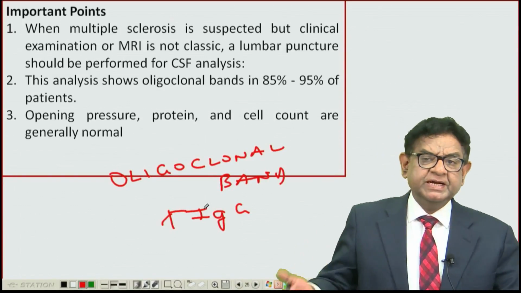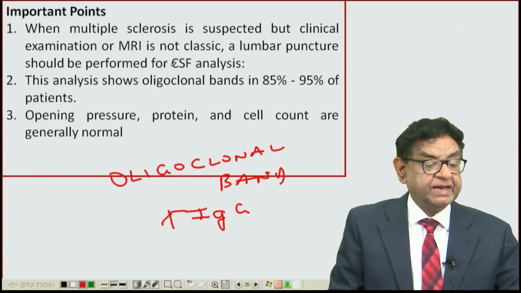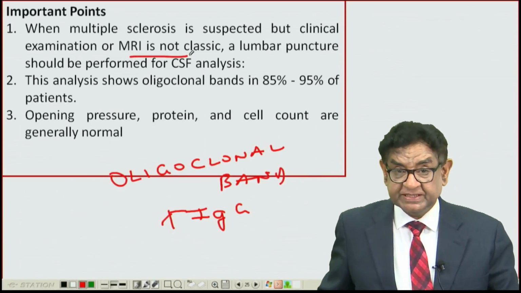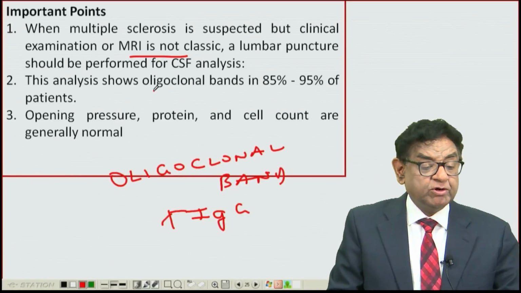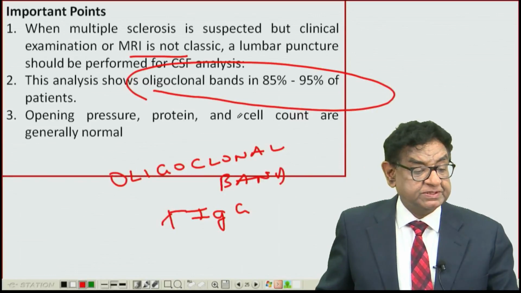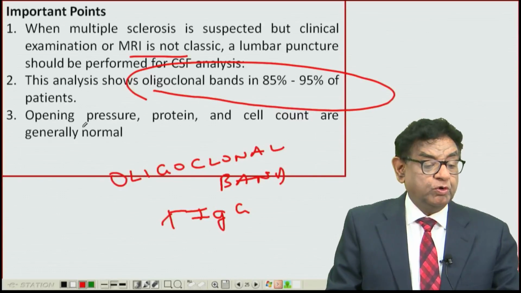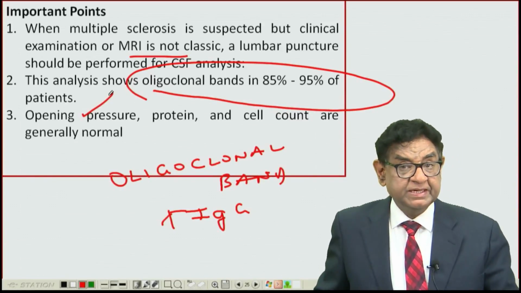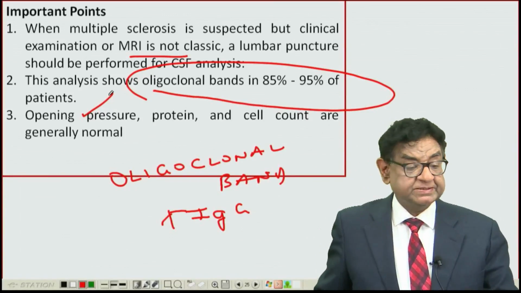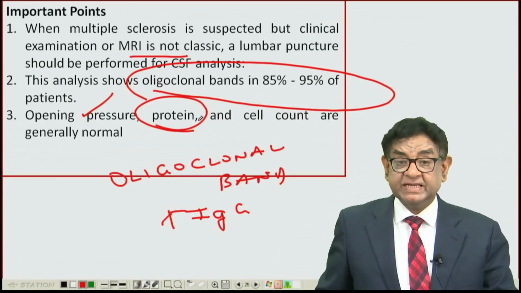Suppose clinically you are suspecting a case to be multiple sclerosis, but the MRI is not the classical picture. A lumbar puncture should be done for CSF examination, and oligoclonal bands are there in 85 to 95% of cases of multiple sclerosis. Right? But remember, in the CSF, opening pressure is normal. Remember, opening pressure is increased in normal pressure hydrocephalus. Proteins are normal. Protein here, what I mean to say is albumin.